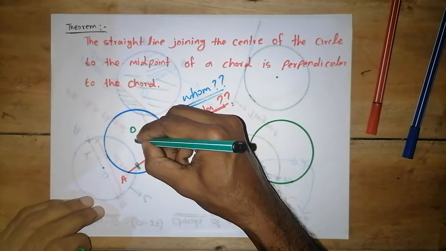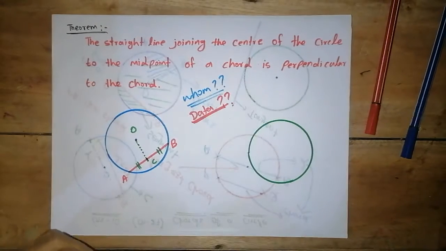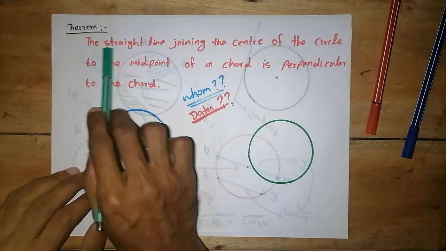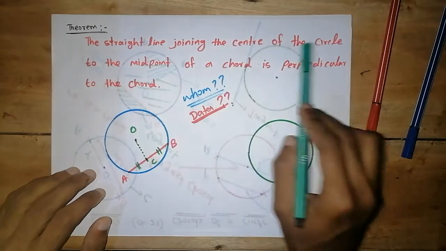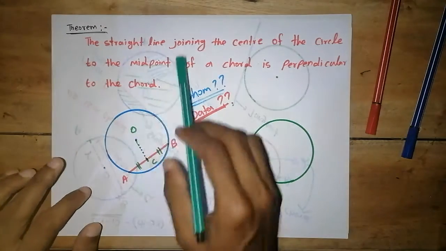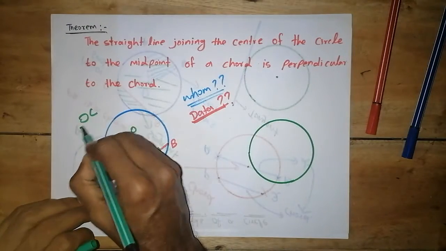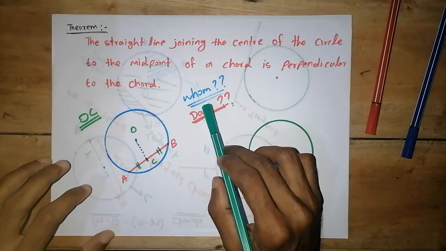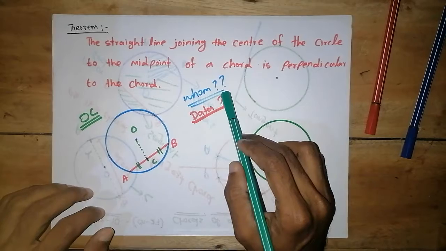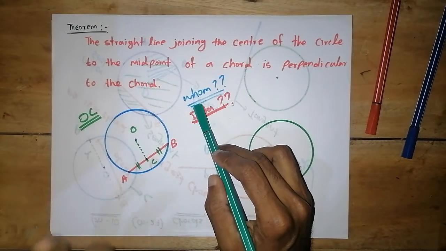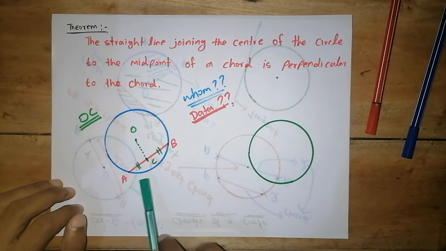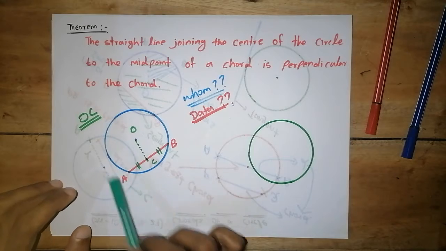So when a chord is given and the midpoint is given, we can connect the midpoint and the center of the circle. So we are going to connect the center of the circle and the midpoint of the chord. The straight line joining the center of the circle to the midpoint of the chord. What is the theorem speaking about? We are speaking about OC. So the theorem speaks about the line OC, the straight line OC.